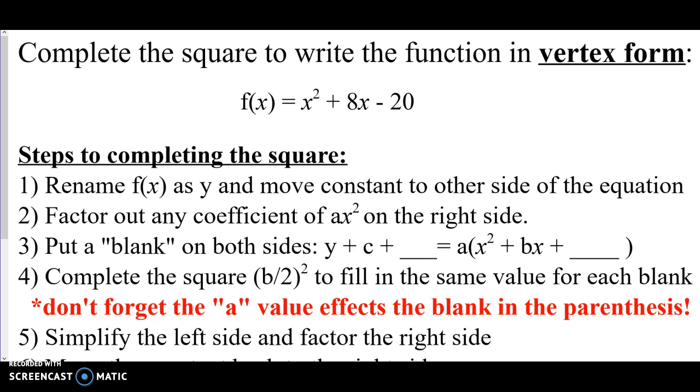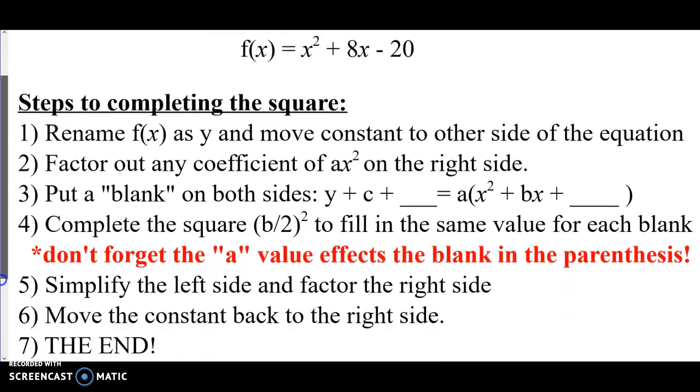So here's our first example. It's x squared plus 8x minus 20. It is in standard form. We need to do something we learned last class. We learned how to complete the square and write it in vertex form, okay? So first step, rename f of x as y and move the constant to the other side of the equation.